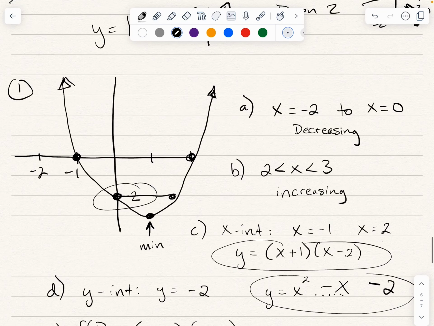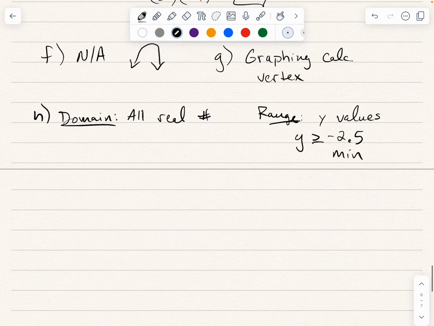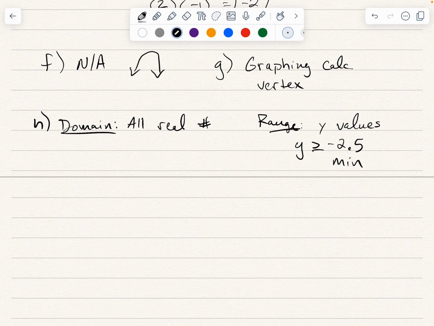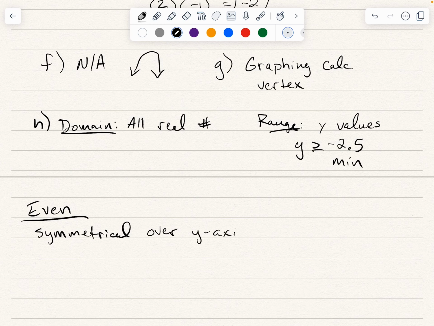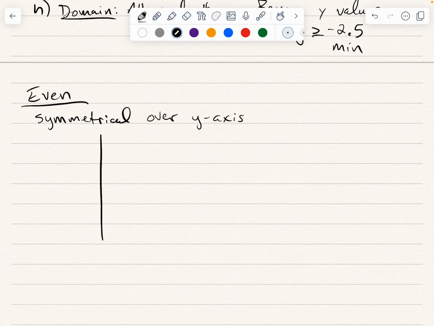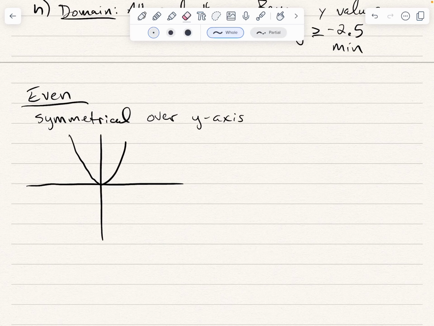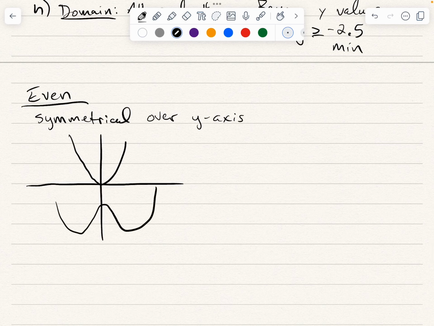And then lastly, is my function even, odd, or neither? Well, that function is actually neither. Remember, your even functions are symmetrical over the y-axis. So your graph, here's the y-axis. Any parabola like this could be like a W. Let's see if I can make that work. Symmetrical over the y-axis, that would be even.